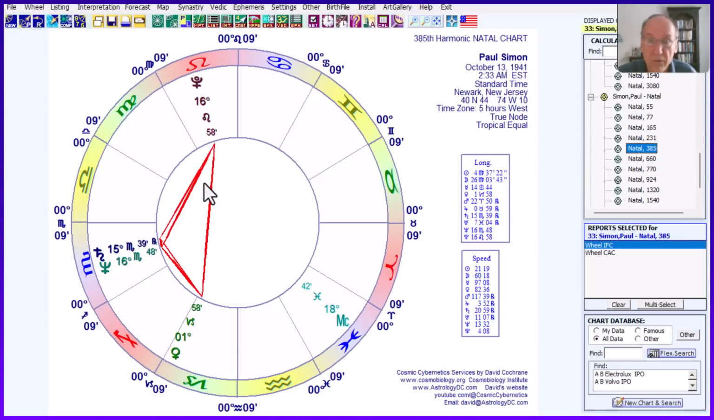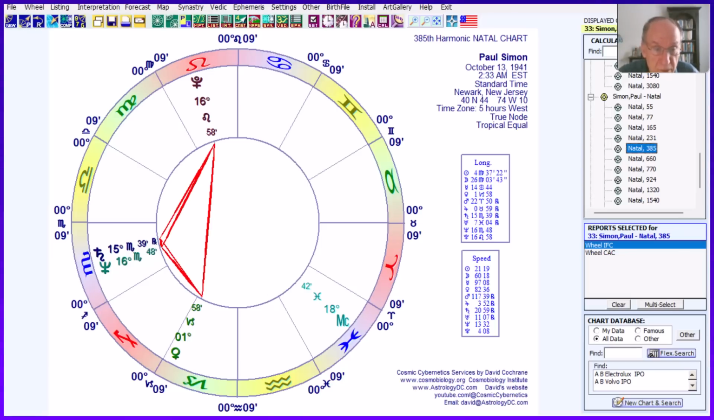Now what I've done is I've removed all the planets except for the 4 that I'm interested in. Notice that I'm in 385 vibe. It tells me right here, 385th harmonic chart. And what I have is a semi-square of Venus to the Saturn-Neptune conjunction, a square of Saturn-Neptune to Pluto, and a sesquiquadrat from Pluto to Venus. Now the lines are thick. They're connected in 8 vibe. And the lines are thick, showing that the orbs are small.